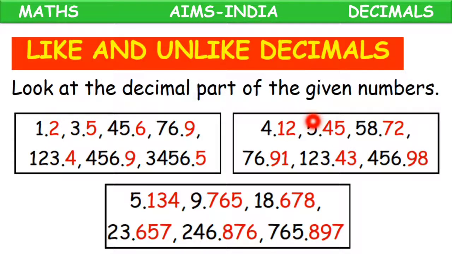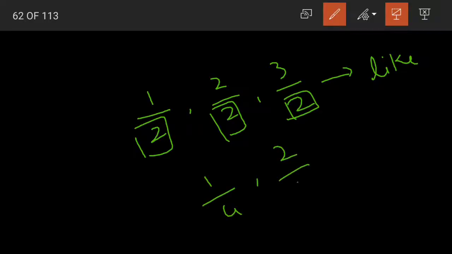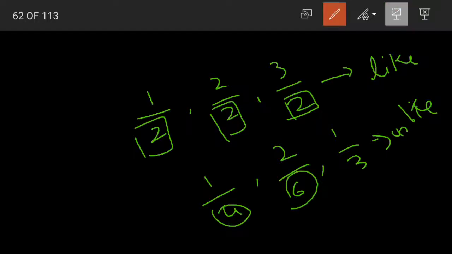Yes, after learning about conversion of decimals and fractions, we learn about like and unlike decimals. Do you remember like and unlike fractions children? When I say 1 by 2, 2 by 2, 3 by 2, these pair of fractions are called like fractions. Why? Because all these have the same denominator, that is 2. In the same way, the fractions with different denominators, say 1 by 4, 2 by 6, 1 by 3, are called unlike fractions because they have different denominators.